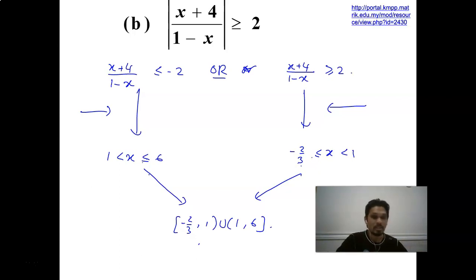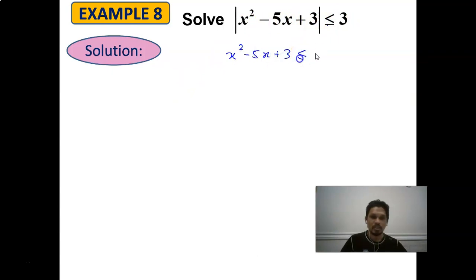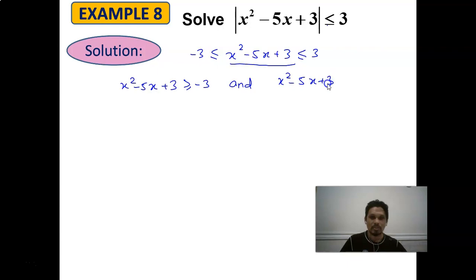Okay, the last example. For this one, the absolute value is less than or equal to 3, which means x squared minus 5x plus 3 is less than or equal to 3 and greater than or equal to -3. So we get these two forms here. The first one is x squared minus 5x plus 3 greater than or equal to -3.